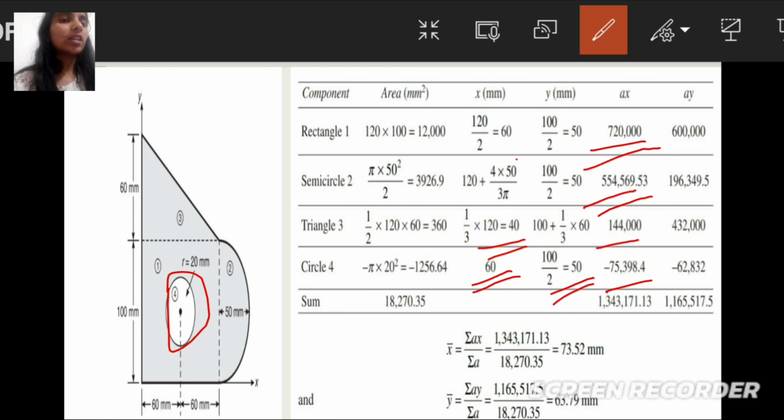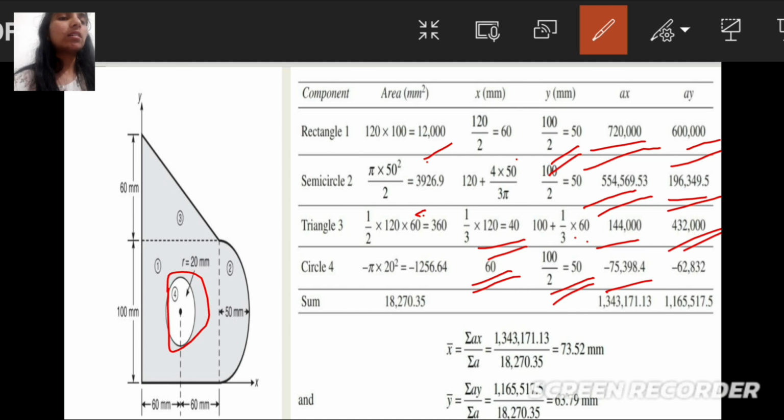Now same as it is, we need to find out the moment about the y-axis. So in the rectangle we multiply 12,000 into centroidal distance of y-axis, it's 50. 12,000 into 50 will get 6 lakhs. Same in semicircle we get 3926.9 into 50, will get 196,349.5.